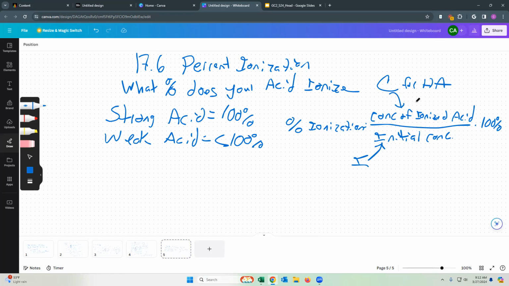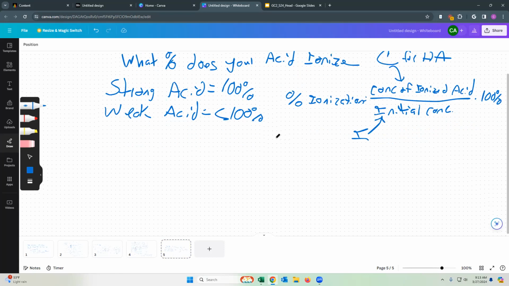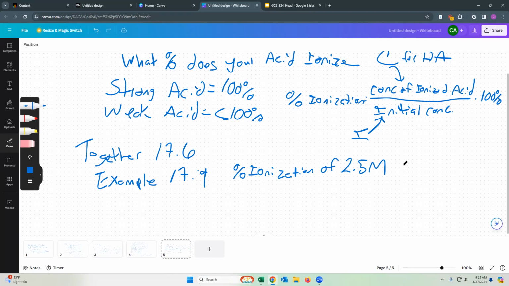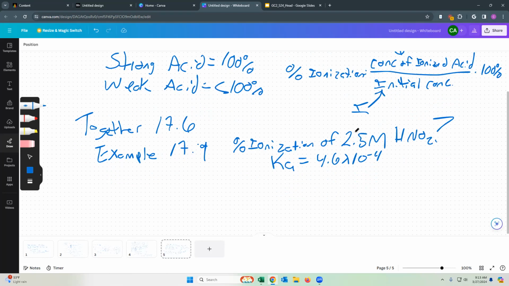So let's take a look at this. This doesn't have a problem number. It is called Together 17.6. So it's the next slide if you're following along. If you don't have your slides open, that's okay. This is actually example 17.9 from your book. So this is a book problem. We have, what is the percent ionization of 2.5 molar HNO2 if the Ka is 4.6 times 10 to the minus 4. Okay.